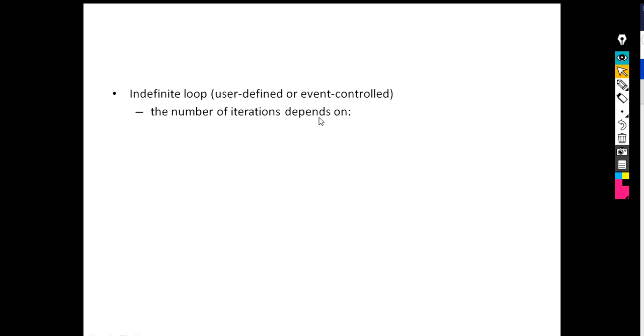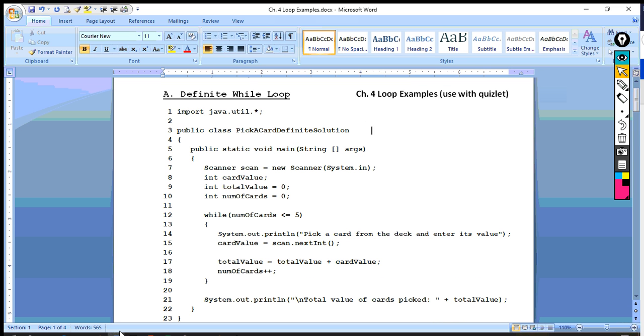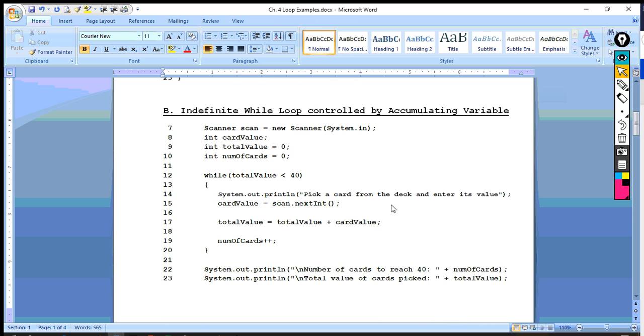Now, the number of iterations depends on two things that we're going to discuss. The first one is the occurrence of a particular event. So let's take a look at the packet that we got. In B, it's an indefinite while loop controlled by an accumulating variable.